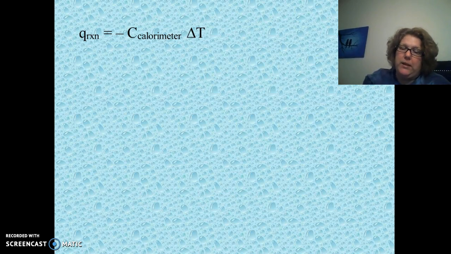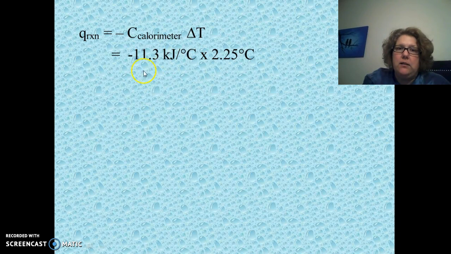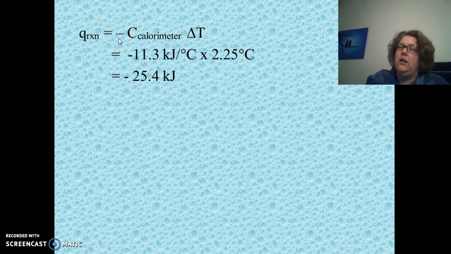But we want kilojoules per mole, so we're going to have to take our grams of octane and convert it to moles. All right, so here's the equation. The Q of the reaction is simply the negative heat capacity of the calorimeter that was given in the problem times the delta T. So here's the heat capacity times the delta T. Celsius cancels, and we are left with just kilojoules, 25.4 kilojoules. The reason the negative's there is, remember, the Q of the reaction is always going to have an opposite sign as to that of the water and the calorimeter and everything.